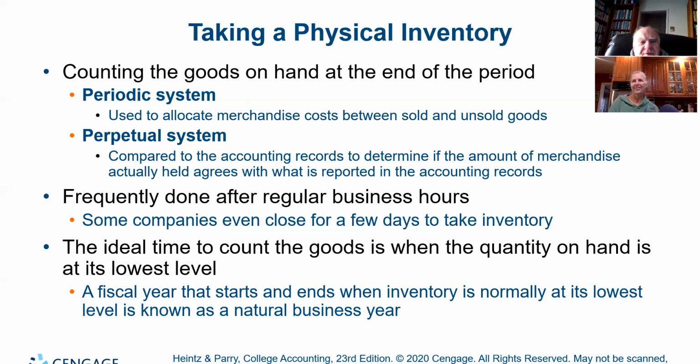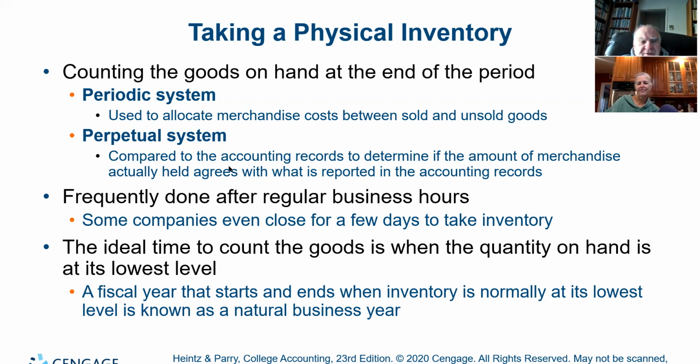Take a physical inventory. Under the periodic system, you have to do it because you use it to allocate the cost between sold and unsold. Remember, we had a beginning inventory plus purchase number one, purchase number two, purchase number three. We add up those four items and we get what's available. What's available, we then subtract the physical count from that, and that becomes what we sold.